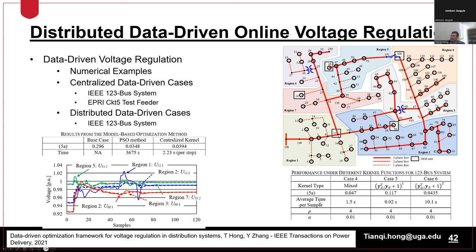And here is the average computational time per sample. For the mixed one, we have 1.5 seconds. Using linear, we only have 0.02, and for the nonlinear one, we need a longer computational time. And the corresponding solutions among the base case, the heuristic search, and the centralized curve proposed in the previous slides are shown here.